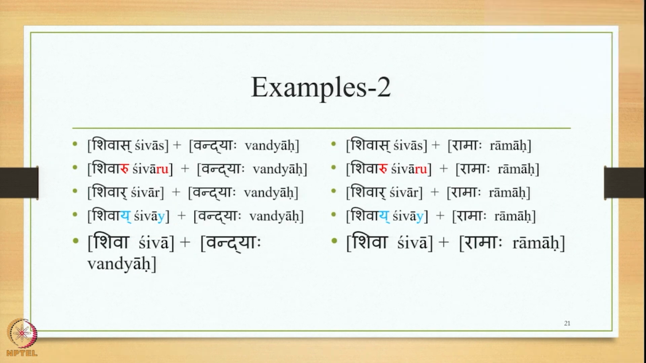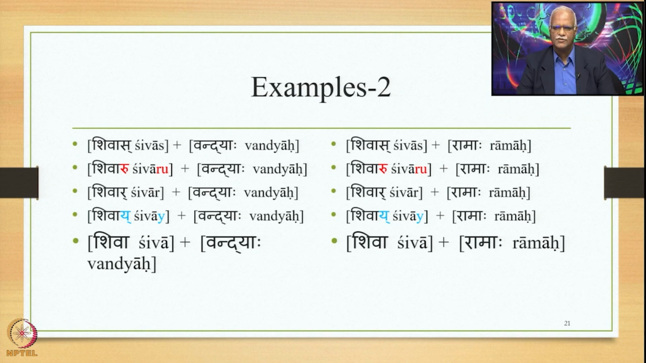Then we have Shivas plus Vandyaha, and then Sa gets substituted by Ru by Ya, then we get Ya deleted, and so we get Shiva Vandyaha. Then we have Shivas plus Ramaha, so we have Shivaru plus Ramaha. Ru is substituted by Ya, so Shivaya plus Ramaha. Ya is optionally deleted, so we have Shivaya Ramaha and Shiva Ramaha.